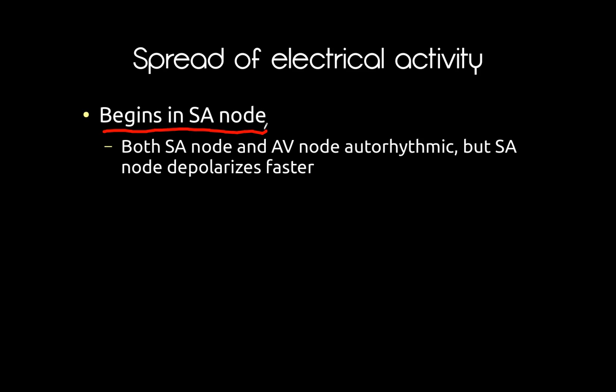And the AV node, since it's electrically connected to the SA node, when the SA node depolarizes, is going to cause, eventually, the AV node to have an action potential as well. And so it's really the SA node that ends up controlling the pace at which this happens. So the SA node is setting the pace, or at least the inherent pace, for the heart.